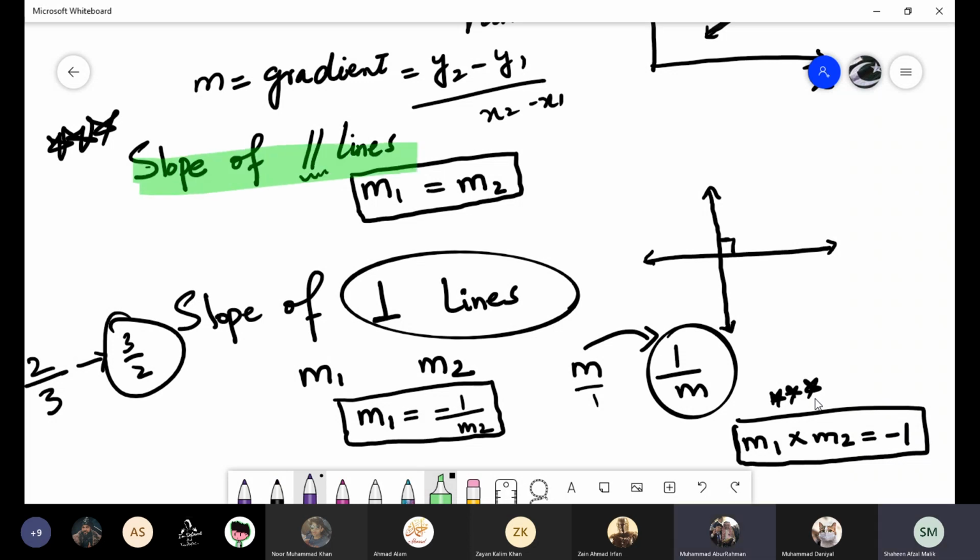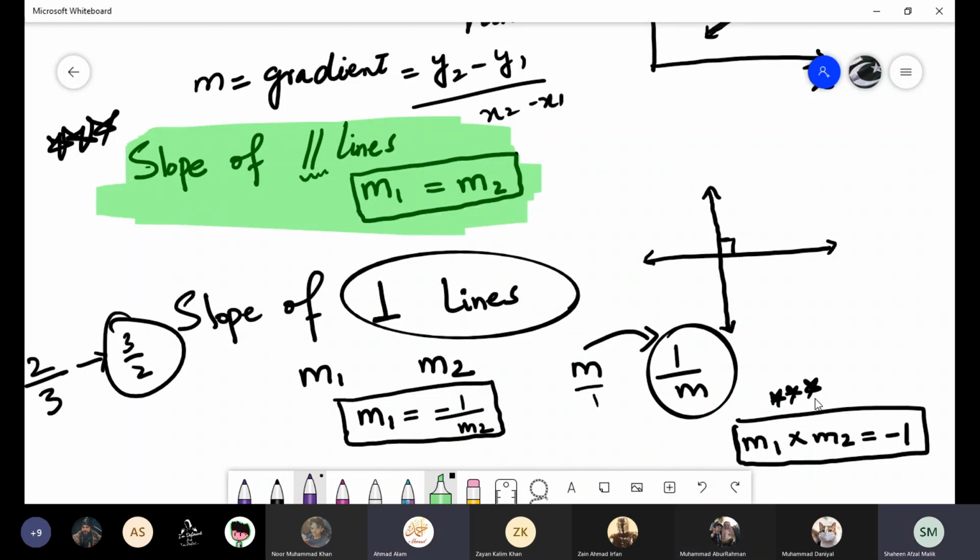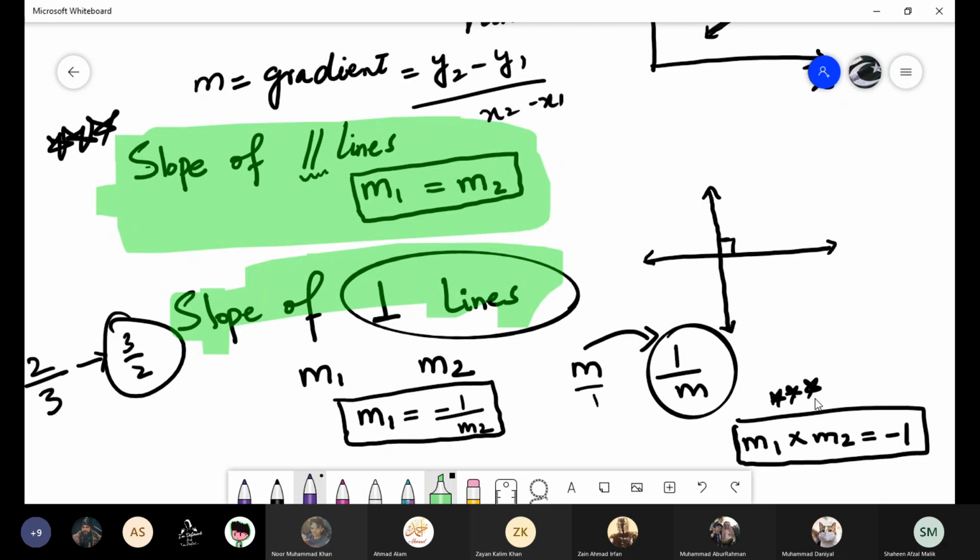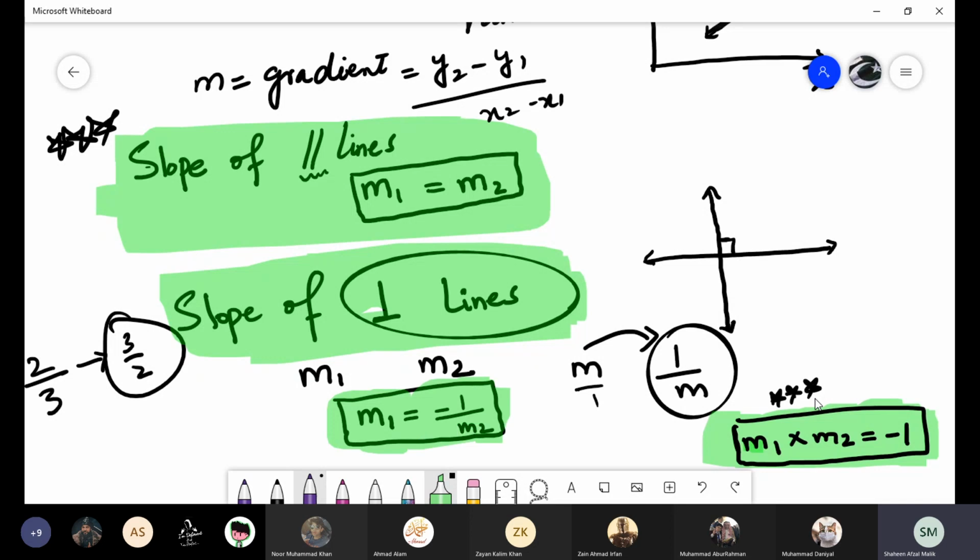What is the slope of parallel lines? The slopes of parallel lines are equal to each other: m1 is equal to m2. And what is the slope of perpendicular lines? m1 is equal to -1 over m2. You can first write m1 multiplied by m2 is equal to -1, and after that, you can write that m1 is equal to -1 over m2.